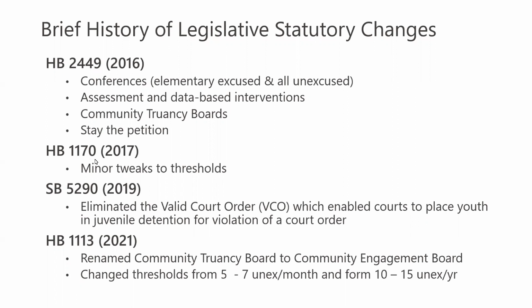And lastly, House Bill 1113 in 2021 passed, and it renamed the Community Truancy Board to Community Engagement Board. And it also changed the thresholds for a student having a petition filed on them. It changed it from 5 unexcused absences in a month to 7, and from 10 to 15 unexcused absences in a year.